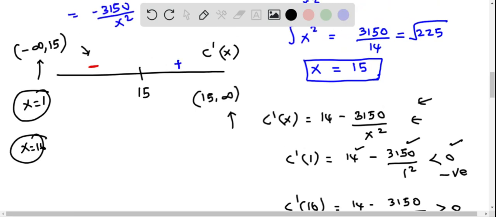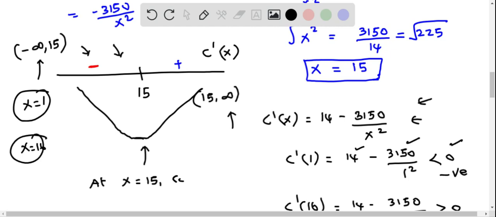It is positive. Now since it is negative in this interval, we can draw it like this. I'm sorry, we have to do it otherwise. So since it is negative, it has to slope down like this, and it reaches the lowest point and then it increases. So clearly at x equal to 15, the cost function is minimum. So we see that at x equals 15, cost is minimum.